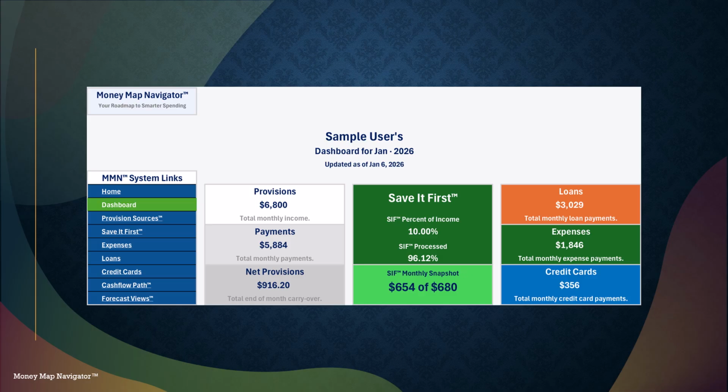On this dashboard, you'll notice a highly visible menu system for quick navigation. You'll also see your net provisions, that's the cash flow remaining at the end of the month after your plan is applied. If net provisions are strong, you're stable. If net provisions are tight or negative, you don't panic, you adjust. And the first adjustment you consider is usually your SIF amount.